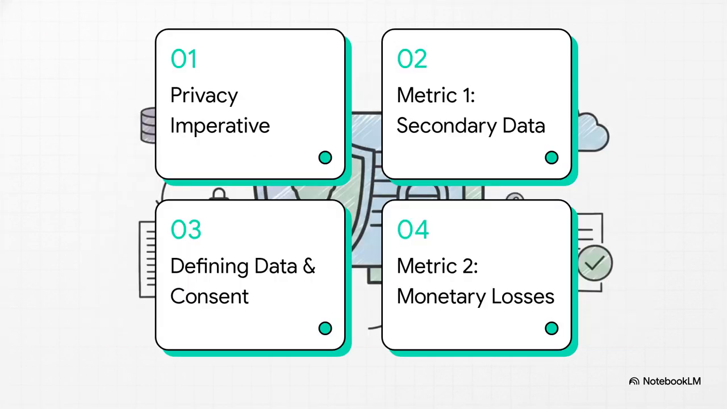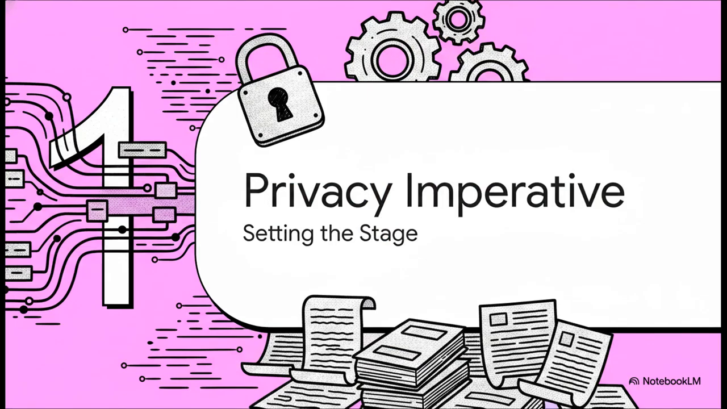Here is our roadmap. We'll start with the privacy imperative, tackle metric 1 on secondary data, define data and consent, and then wrap the whole thing up with metric 2 on monetary losses. Part 1. The Customer Privacy Imperative.